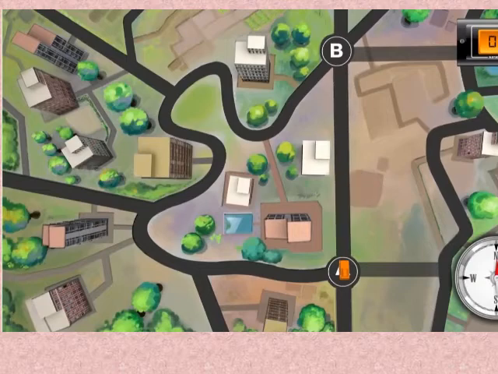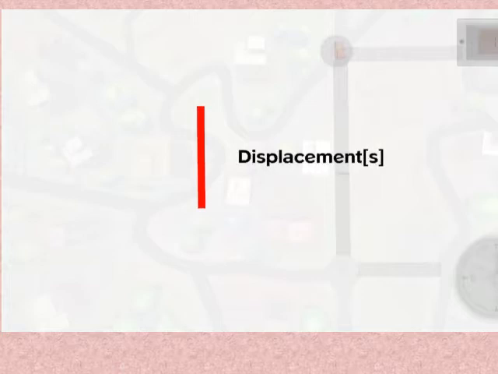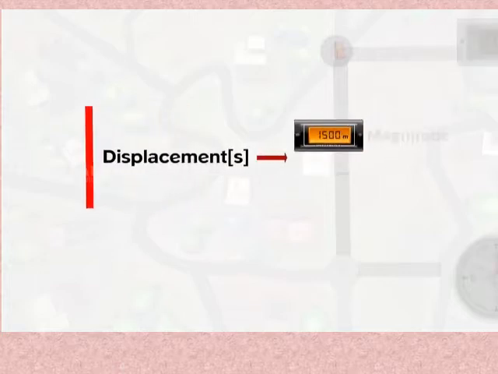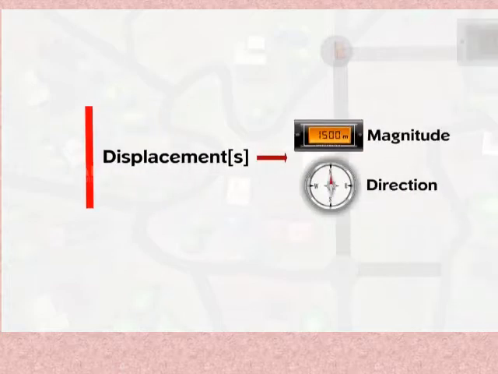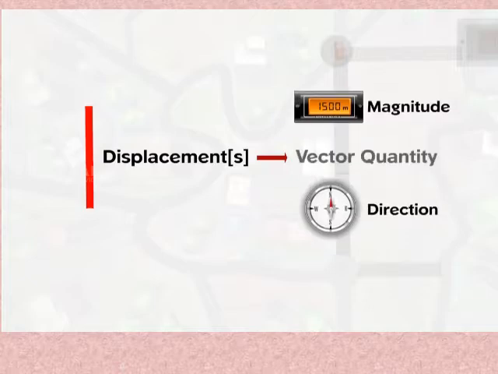Now, let us consider that there is an alternate route which takes the bus to destination B in the shortest distance, that is 1500 meters. The straight distance between the initial and the final positions of a moving body in a particular direction is called its displacement. Here, the moving body has magnitude and direction. Hence, displacement is a vector quantity.